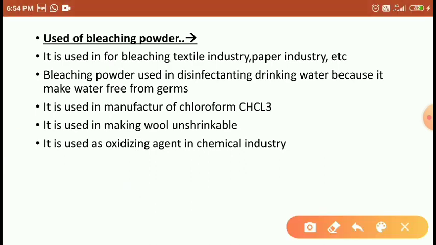Next are the uses of bleaching powder. It is used in the textile industry and paper industry. Why is it used in the textile industry, students? Whatever new cloth we use has no stain on it. Why is there no stain? Because it is bleached with bleaching powder.